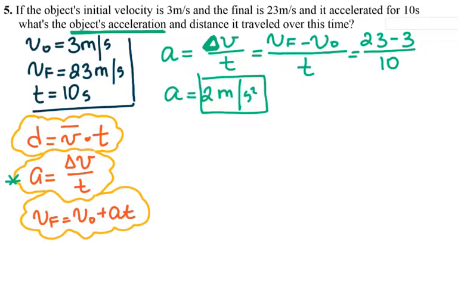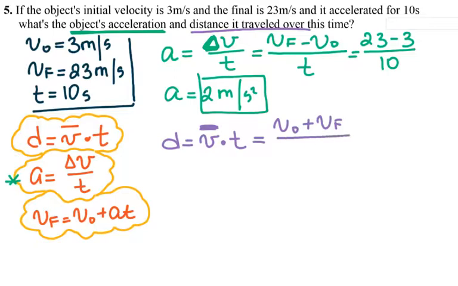Second part, they ask you what is the distance that the object traveled. So if I need to find the distance, it is average velocity times the time. And again, I need to remember what the average means. Average means its initial velocity plus the final velocity. It's the sum of the velocities divided by 2 times the time.